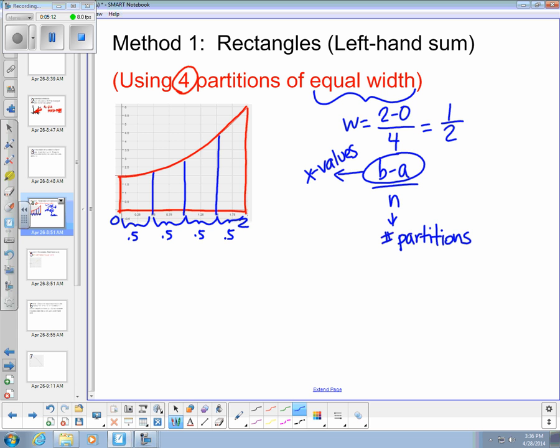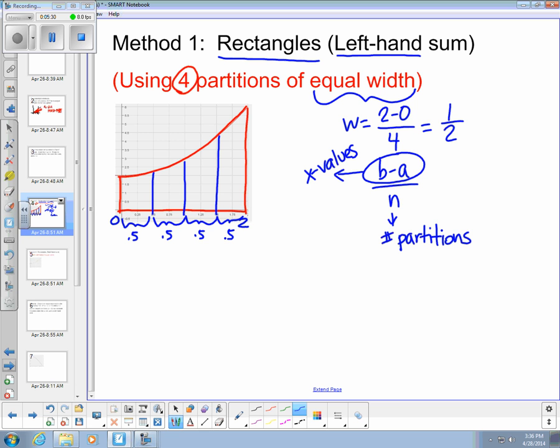Okay, now we said we were going to use rectangles, so I somehow need to make these 4 sections into rectangles, and it says to use a left-hand sum. So left hand means I'm going to take the line that's on the left side of this partition, and I'm going to flatten it out to make a rectangle.